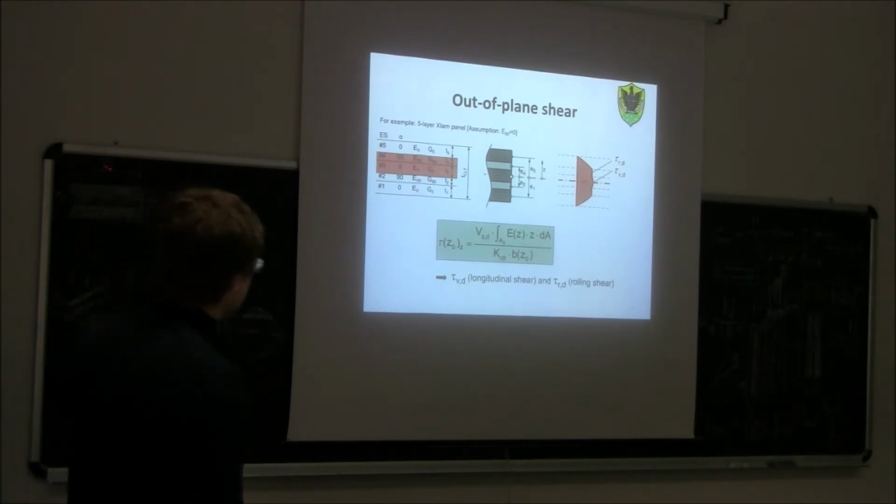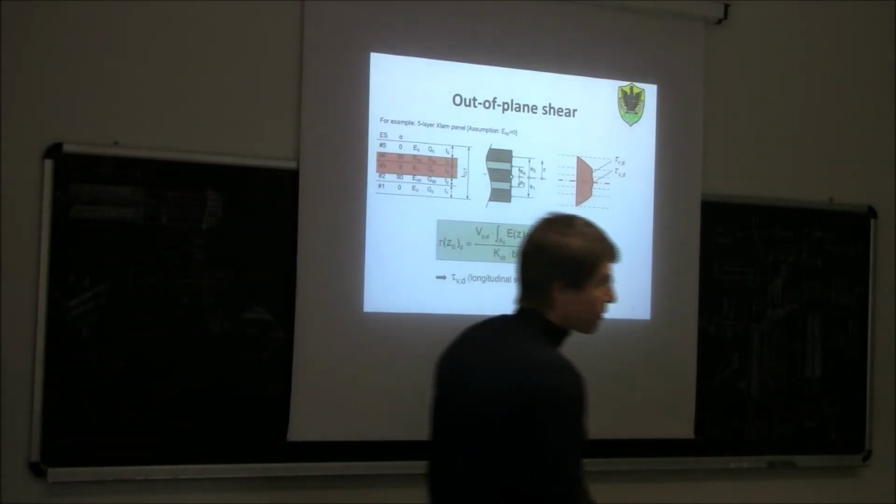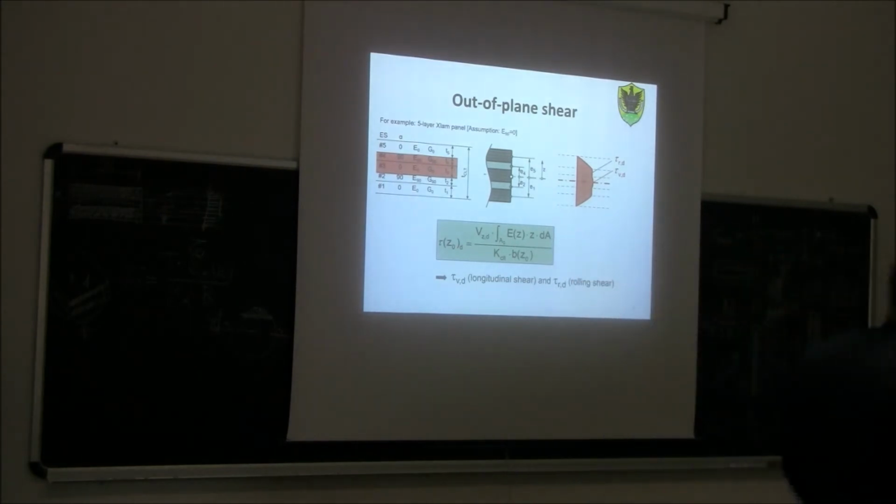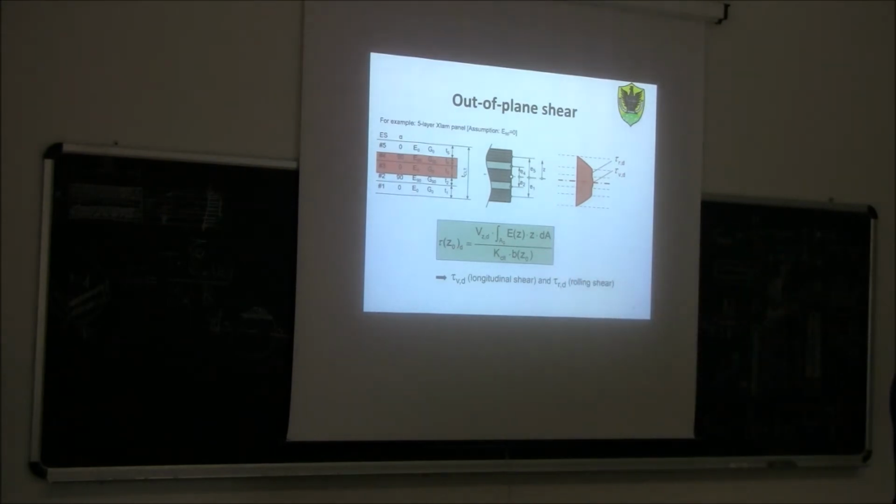Tau for a 3-layer cross compartment, which is very much used for walls. When it comes to floors, the 5-layer is the most used one, because for floors we need more stiffness in some way. So for 5 layers, how is the trend of the tau?